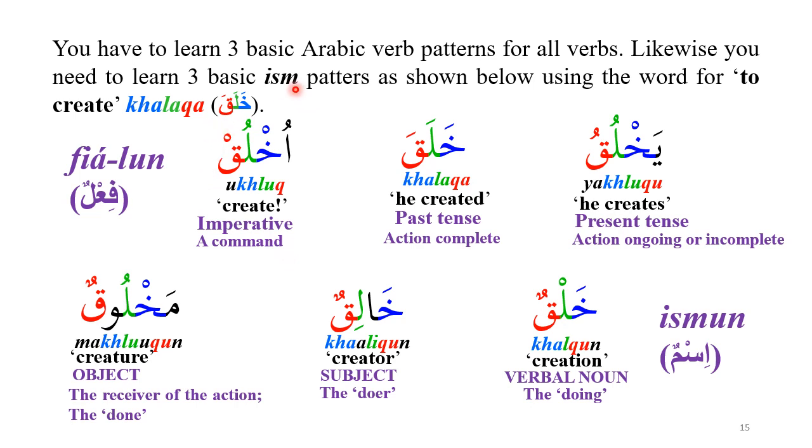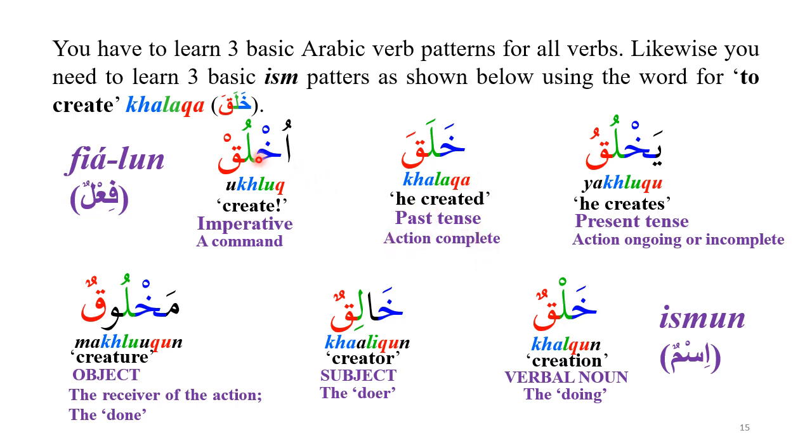Okay, now when you are learning Arabic for the first time, you have to learn three basic patterns related to the fi'l or the verb, and then you have to learn three patterns for the ism. This is a must, because from the same root so many words can be created in the Arabic language. For example, in the fi'l, yakhluqu means he creates, present tense, or when the action is ongoing or incomplete. Yakhluqu can also mean he will create in the future, just that the action is not completed yet. But khalaqa means he created. The action is complete, right?